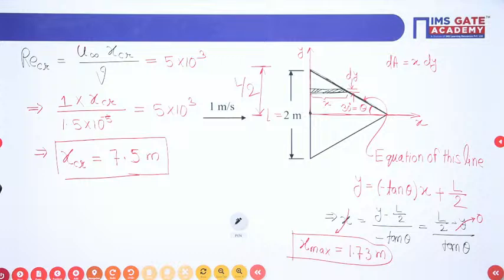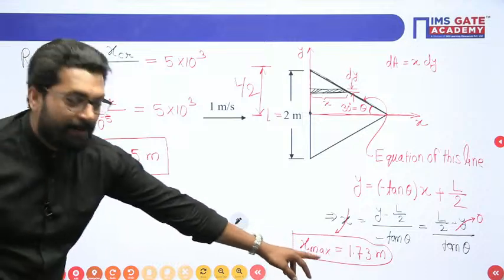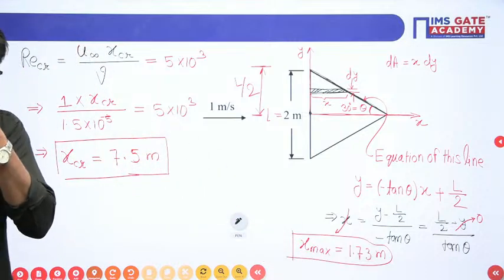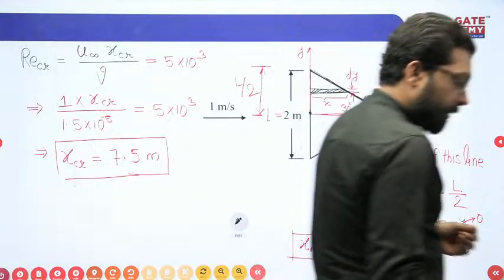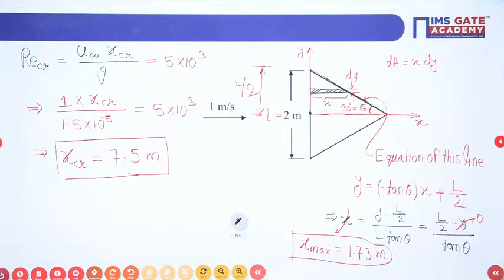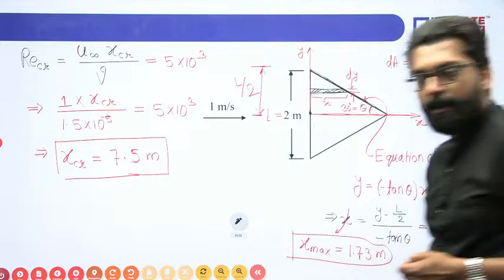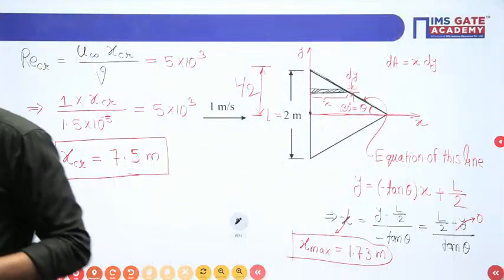Please tell me, is the flow laminar or turbulent? Compare these two data and just tell me whether the flow is laminar or turbulent. Everyone, please. The flow is laminar or turbulent? Please tell me. The flow is laminar or turbulent?